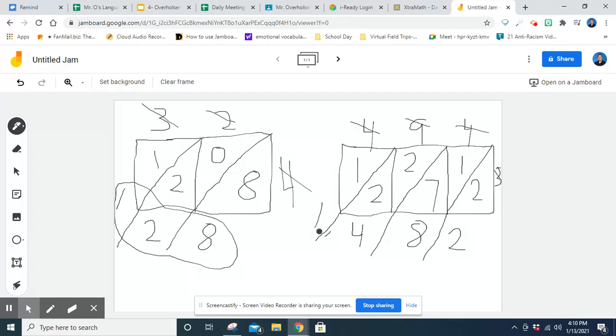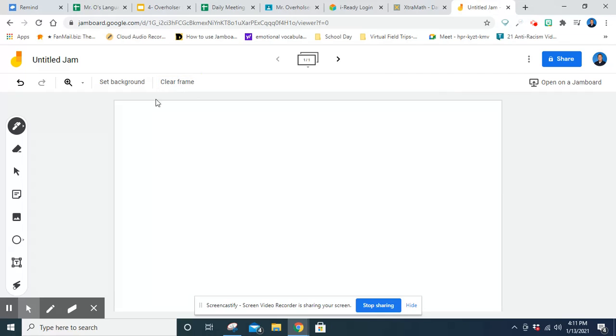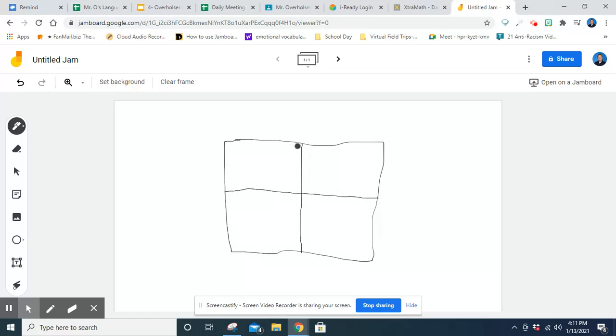So our answer is 1,482. So now I'm going to clear the screen so I make room for 2 by 2-digit numbers. We're going to make a window. I apologize again for the speed of this. You're welcome to pause it or go back if you need to. Make a window, and then we're going to make 3 lines through the corners.